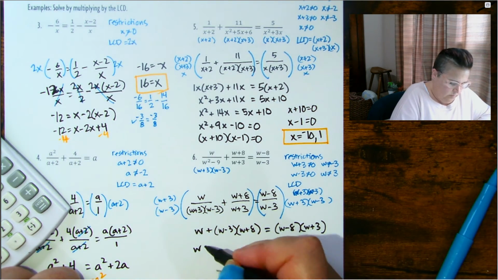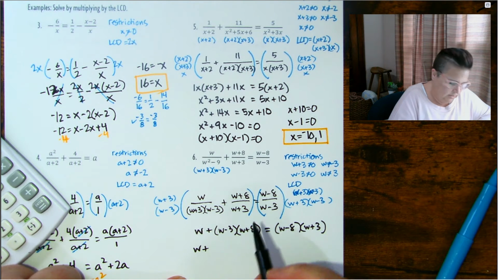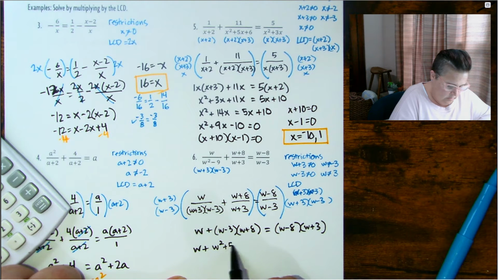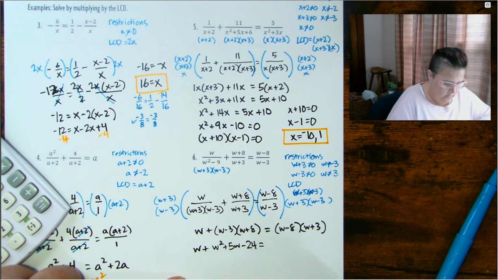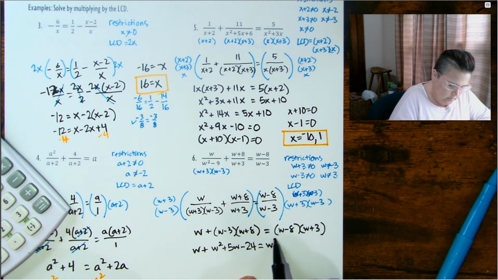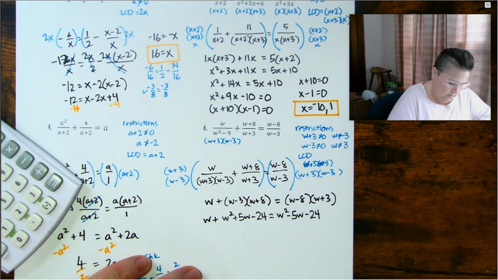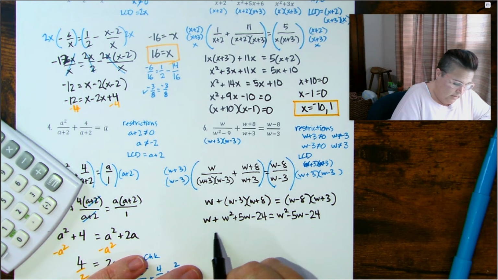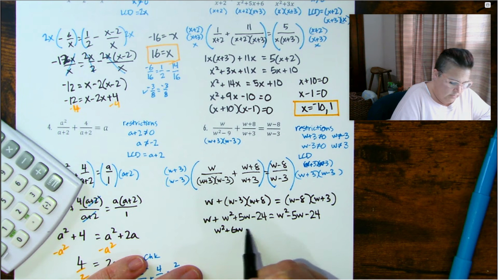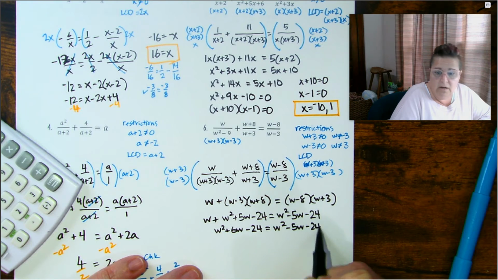Now we're going to FOIL. W squared plus 8w minus 3w minus 24 equals. And then on this side, we're going to FOIL or double distribute: w squared plus 3w minus 8w, and then we're going to have a minus 24. Okay, let's combine what we can. So this would be w squared plus 5w minus 24 equals w squared minus 5w minus 24.